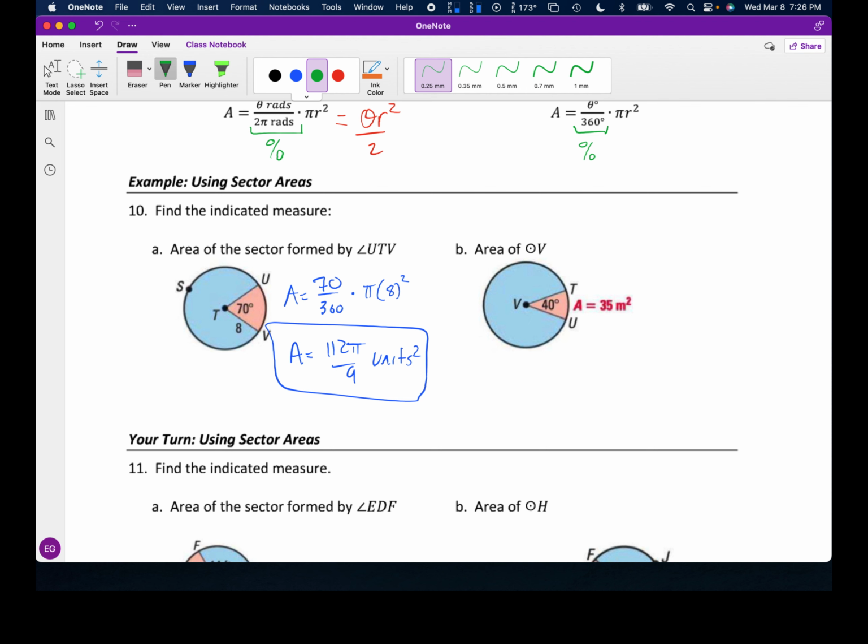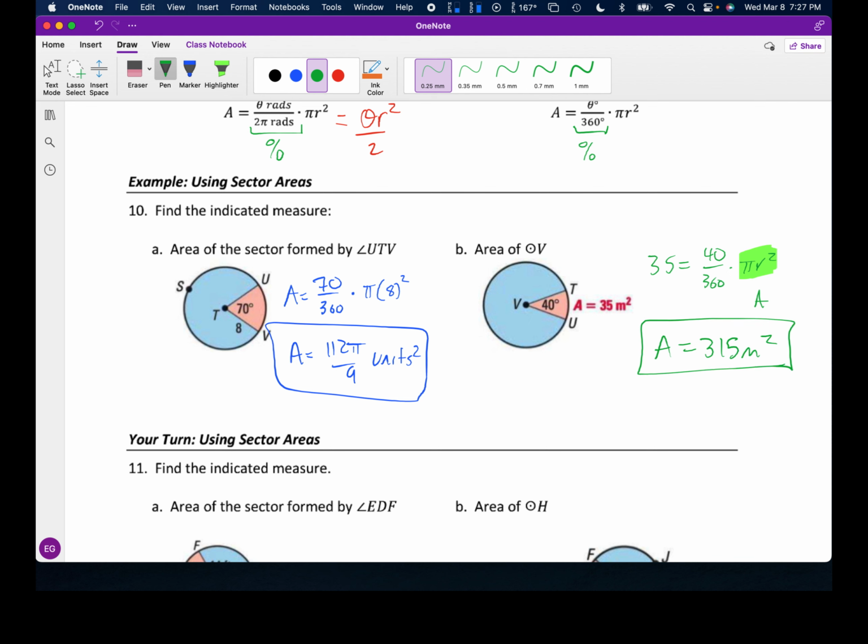For 10b, they're asking us for the area of the entire circle, and they gave us the area of this little sector. So we have that 35 equals 40 out of 360 times pi r squared. And just like that circumference one that we were just doing in the last your turn, this is the area. So all I need to do to get the area by itself is multiply by 360 and divide by 40, and I'll get that the area of this thing is going to be 315 meters squared, so the full area.